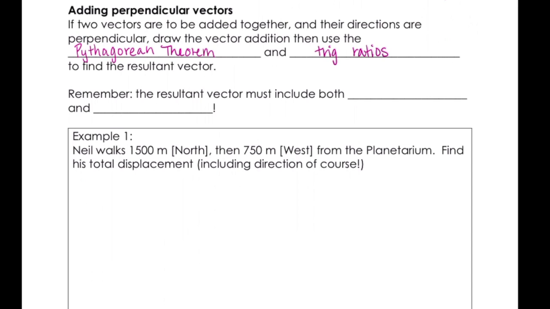The big thing is just remember that any vector must include both magnitude, which we can use the Pythagorean theorem to solve for, and it must also have direction. And we'll use the trig ratios in order to discover what the direction of the resulting vector is. Okay, so let's just do an example.